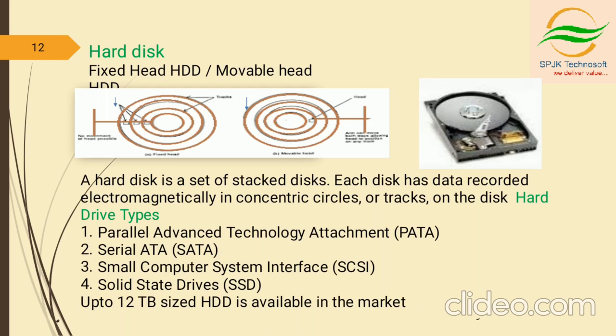Hard drive types. The different hard drive types are parallel advanced technology attachment, serial advanced technology attachment, small computer system interface and solid state drives. So many hard drives are available in the market, but up to a limited size of 12 TB.